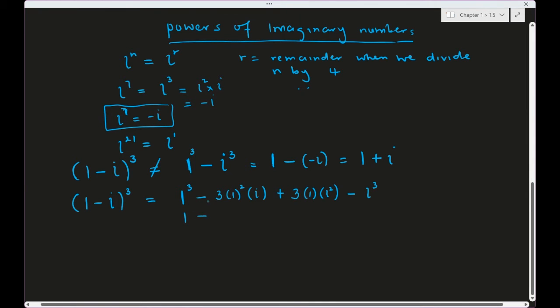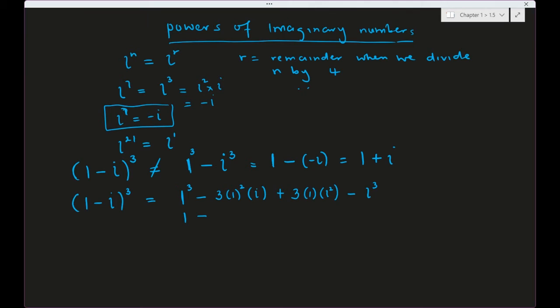And what will this be? This is 1 minus what? Here will give us just 3i. And here, this is i squared, so this will be minus 3. And here we have minus, this is i cube. We know i cube is the same thing as minus i. So this is minus i here. So we'll have 1 minus 3i minus 3, then plus i.